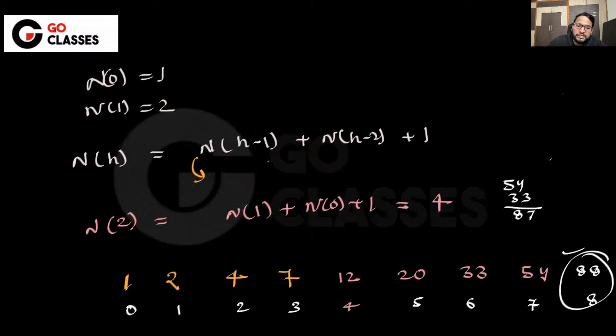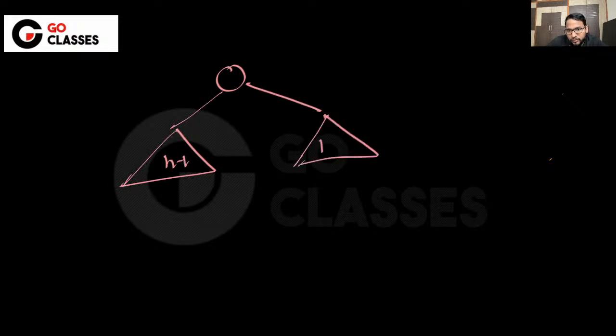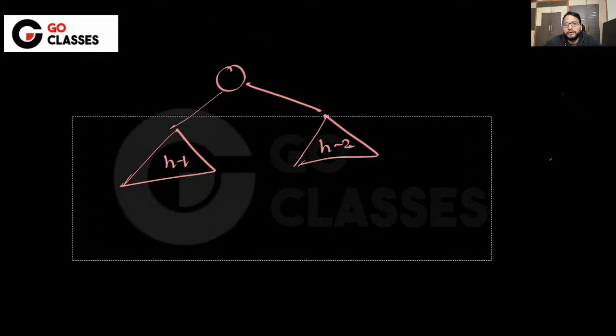Suppose my question is something like this: this is an AVL tree that I want to have. This height is h minus 1, suppose, and this height is h minus 2. Let me give you the question where I want an AVL tree such that the left side has the highest or maximum number of nodes, and the right side has the minimum number of nodes, and that should be done recursively.